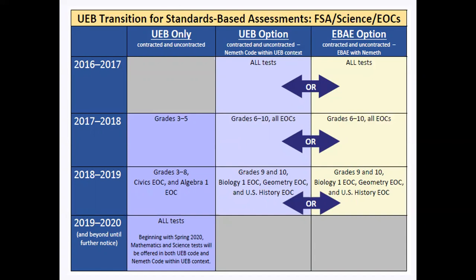So back to the UEB and the choice. So for math and science, you're going to have 4 choices. There's contracted UEB technical Braille, uncontracted UEB technical Braille, contracted UEB with Nemeth Braille, and uncontracted UEB with Nemeth Braille. For reading, writing, social studies, it'll just be contracted UEB Braille or uncontracted UEB Braille.